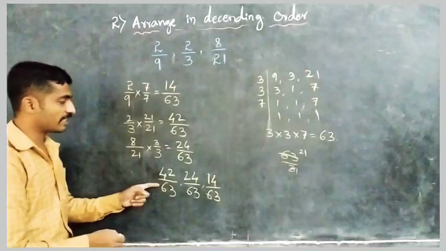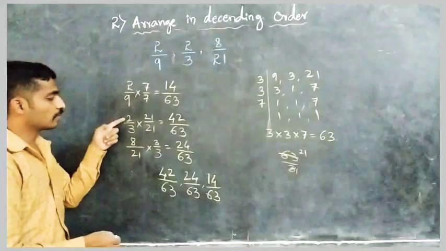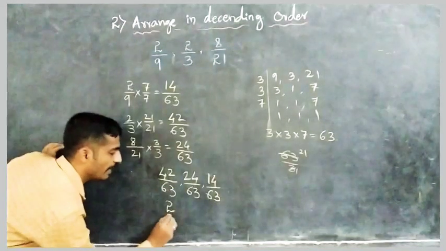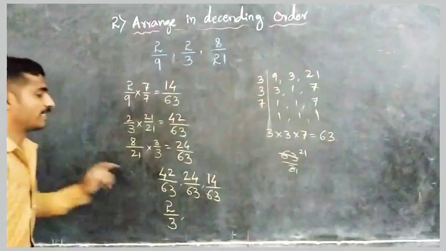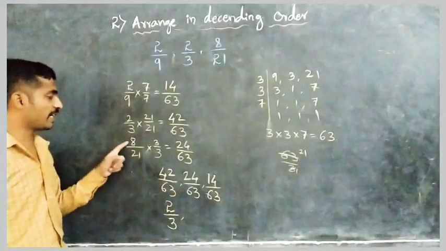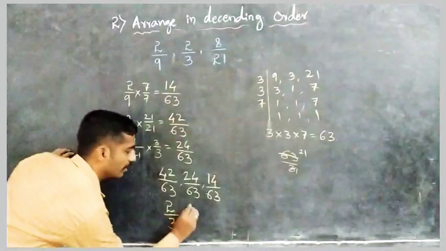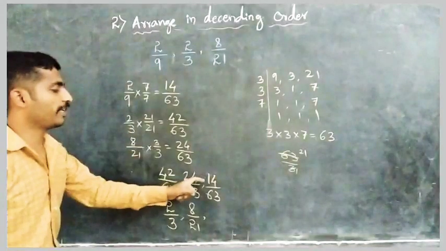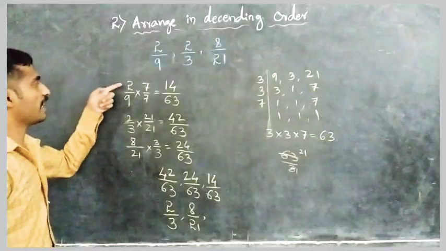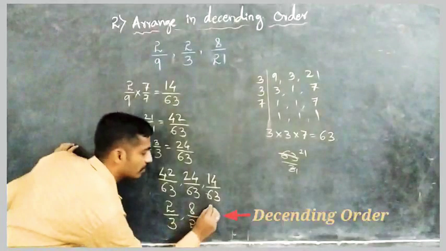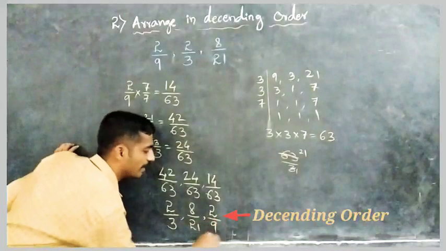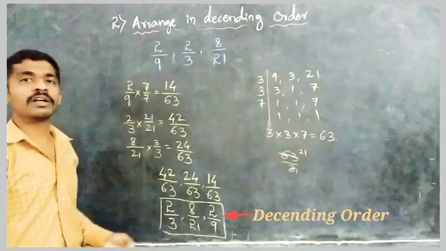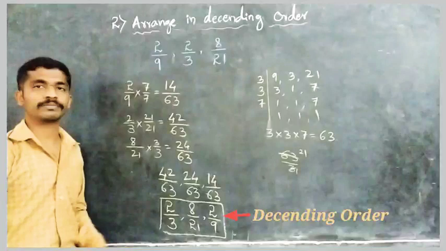What is 42 by 63? That is 2 by 3. Okay, so write here 2 by 3. Next, 24 by 63, which is that? 8 by 21. Next one, 14 by 63, which is that? 2 by 9. So now you arrange them in descending order.